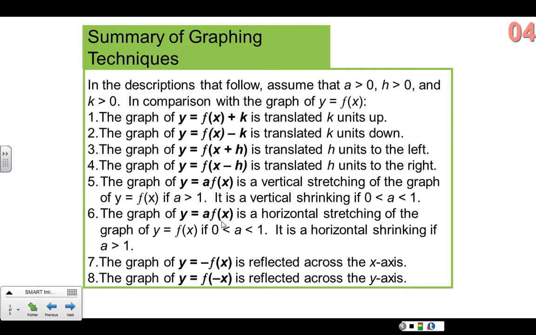The graph of a times f of x is a horizontal stretching if a is between 0 and 1. So again, that means it's going to make it wider, stretch it out wider. If the value of a is greater than 1, it's going to make it more narrow. If it's a fraction, it's going to make it more wide. If you negate the entire function, it's going to flip it across the x-axis. If you negate just the x inside, it's going to flip it across the y-axis.